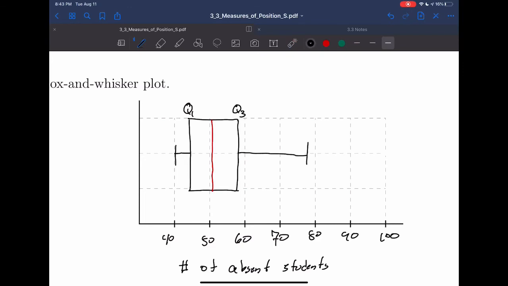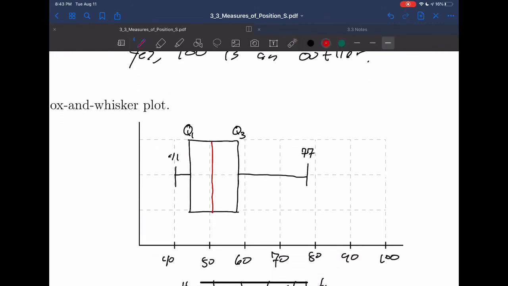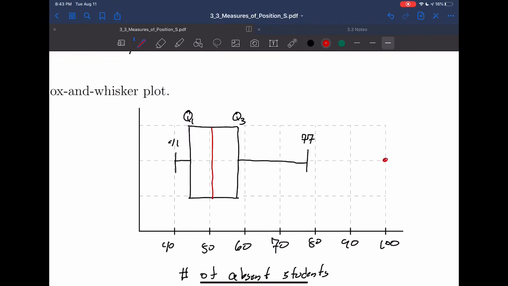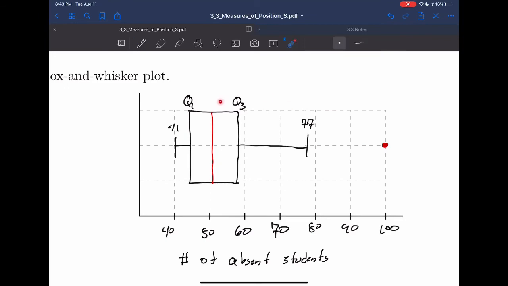Notice that I didn't go all the way to the maximum value in my dataset, which is 100. I'm going to the maximum value that is less than our upper bound. Our upper bound was 80, so the maximum number a little bit less than that was 77, and again, the left whisker goes to 41. The last step is to identify any outliers. If you remember, 100 was an outlier in our dataset, so we identify that with a little dot or a star. And congratulations, we just made a box and whisker plot.